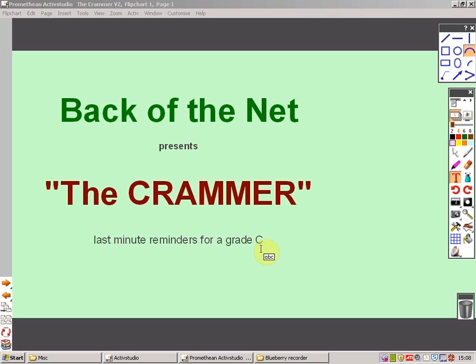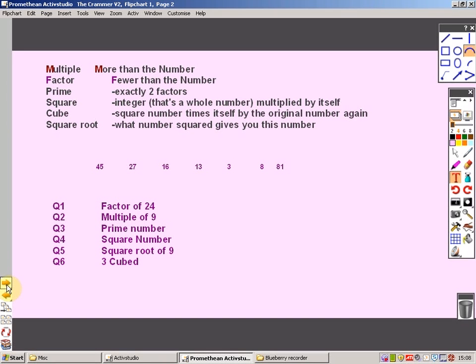Okay, here we go. First of all, knowing these keywords about number: multiple, factor, prime, square, cube, and square root. People often confuse the multiple with the factor. Always remember the multiple of a number has to be more than the number. A factor of a number will be less than the number. Prime numbers have exactly two factors; often we say they can only be divided by themselves and 1.